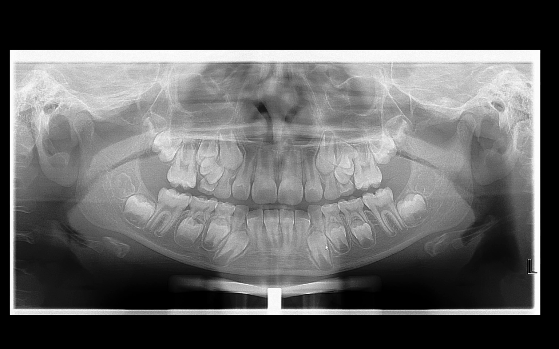If we look down below, we have canine, premolars, primary molars, canine, premolars, primary molars. Also note that we have developing crowns of mandibular second molars as well as the maxillary second molars. And distal to that, you can see early signs of calcification of third molars in the maxilla as well as the mandible.